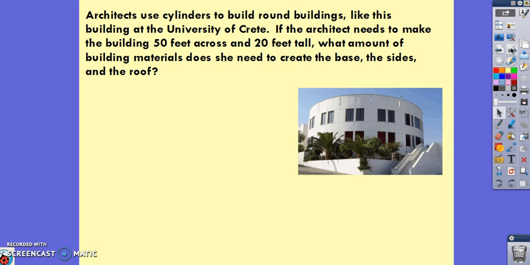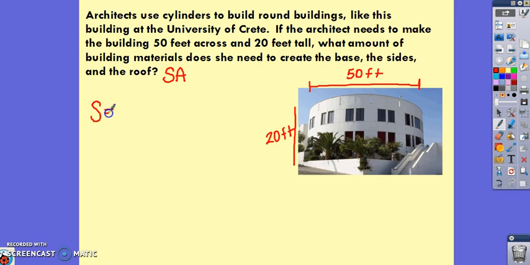Let's just try a couple of problems. So here's a cylindrical building. It can happen. Here's what we know. It's the University of Crete. The architect needs to make the building 50 feet across and 20 feet tall. What amount of building materials does she need to create the base, the sides, and the roof? And so if we're just creating the base, the sides, and the roof, that doesn't mean that we're filling it with anything. So if we're building something and not filling it, we're going to be talking about the surface area.